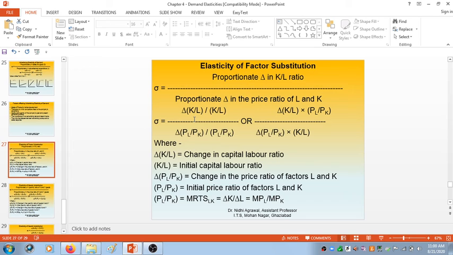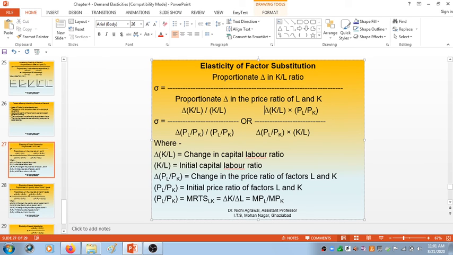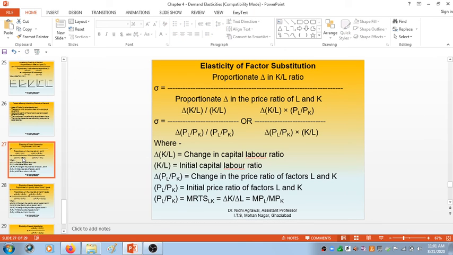The ratio is represented by K by L. So in the numerator the value is delta K upon L divided by K by L, and in the denominator we have taken delta PL upon PK, P for price, price of labor, price of capital, divided by PL upon PK. After rearranging, we have the formula: delta K by L multiplied by PL upon PK, divided by delta PL upon PK multiplied by K upon L. So after rearranging we have this formula.